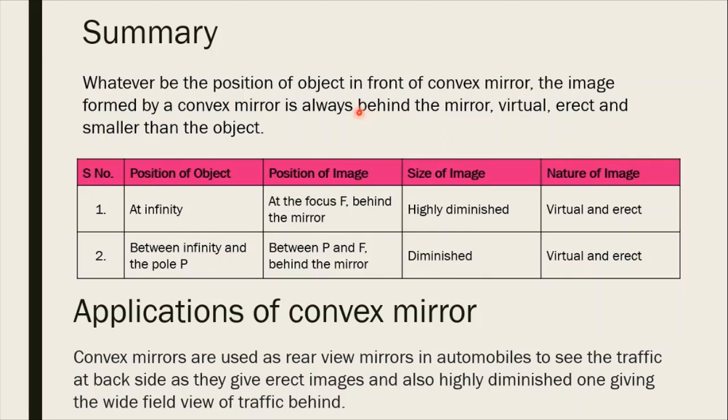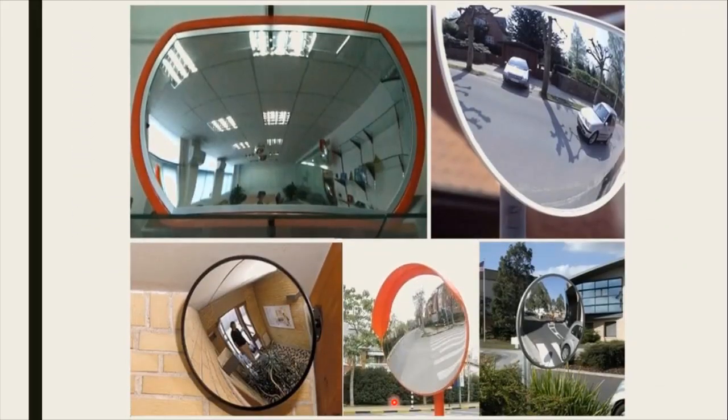Thus, whatever be the position of the object in front of the convex mirror, the image formed by a convex mirror is going to be always behind the mirror. It will be virtual, erect, and obviously smaller than the object. Now, what are the applications of convex mirrors? As I already told you, convex mirrors are used as rear view mirrors in automobiles to see the traffic at the back side, as they give absolutely erect images and also highly diminished ones, giving a wide field of view of the traffic behind. Let us have a look at how these mirrors look.